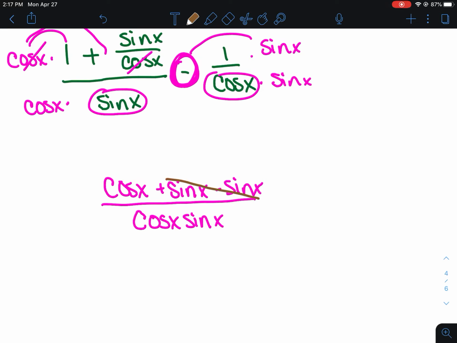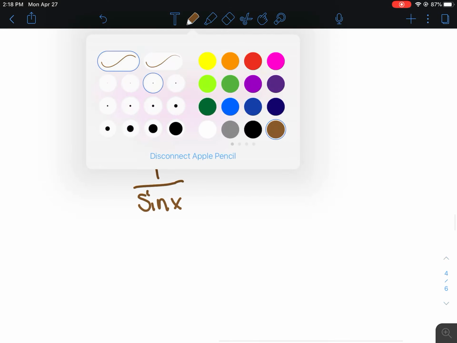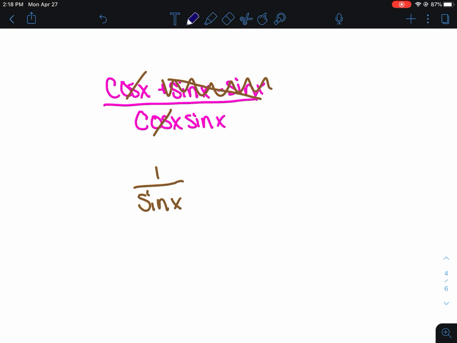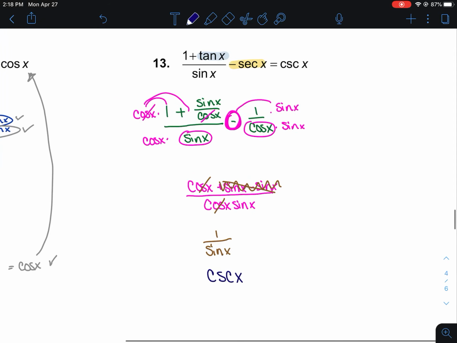Okay, our sines cancel out, and I'm left with just a cosine over cosine times sine, and our cosines also cancel out, leaving me with 1 over sine. And finally, 1 over sine is cosecant. I'm going to double check. Yep, that is exactly what I want it to equal.